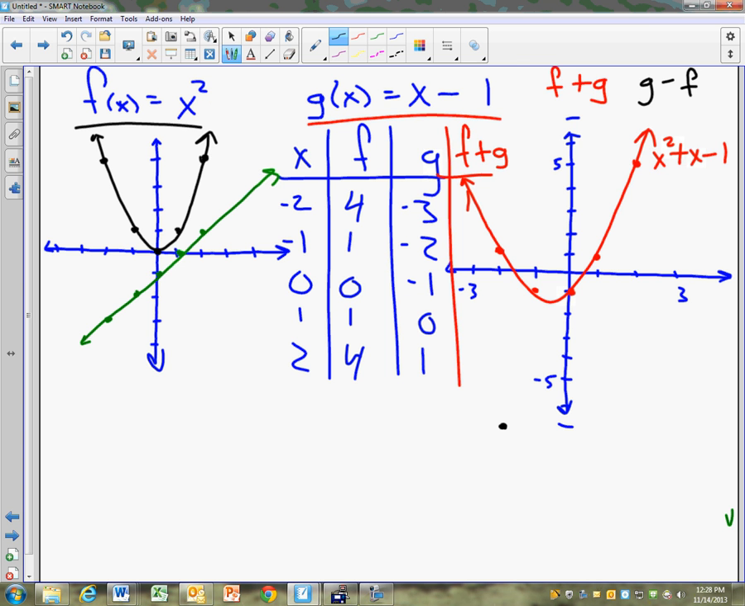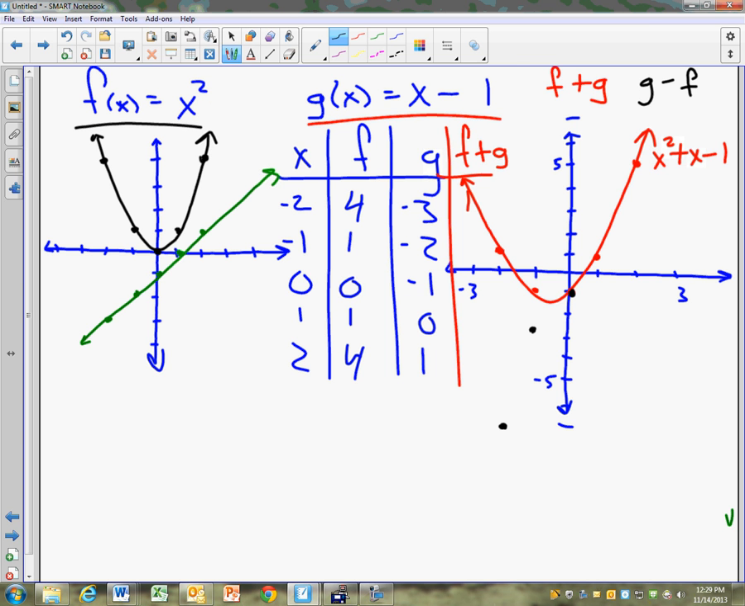I'm not doing 4 minus -3. I'm doing g minus f. So I'm doing -3 minus 4. Now I take the point -1. What is g of -1? -2 minus 1 is -3. So -1, -3. Now I do 0. G of 0 is -1. So 0, -1.